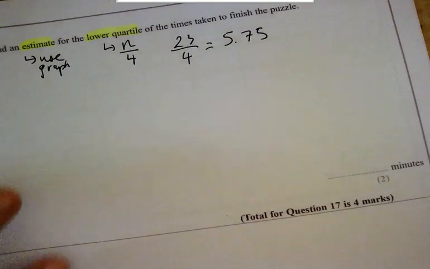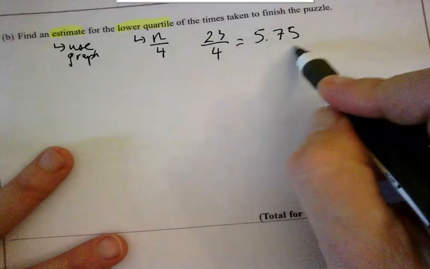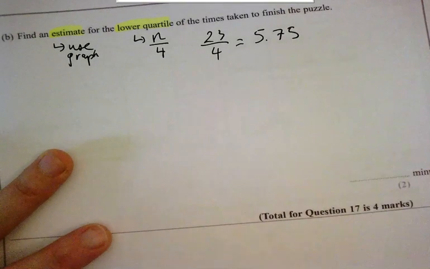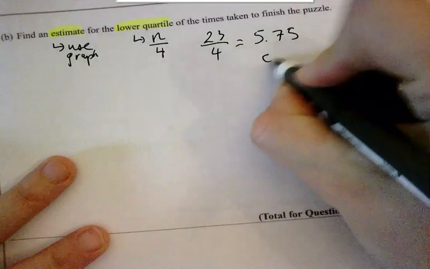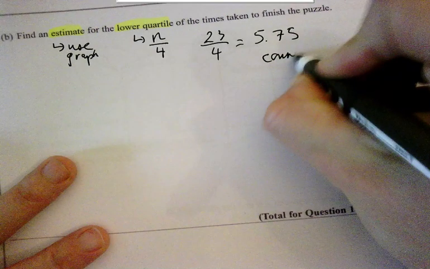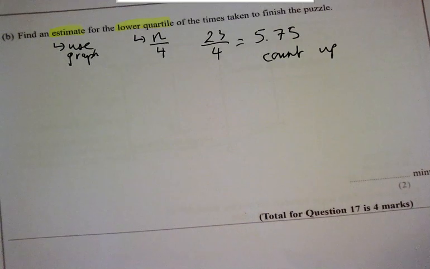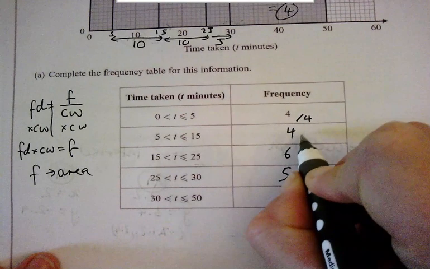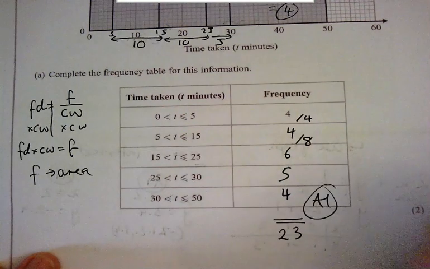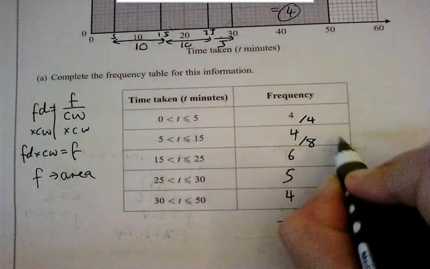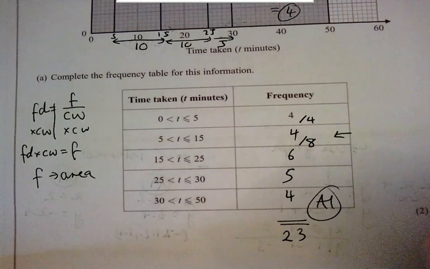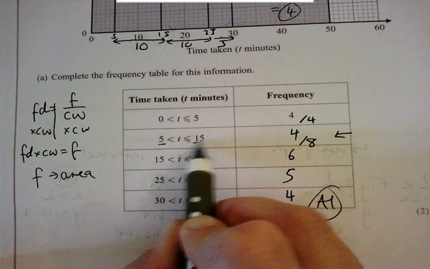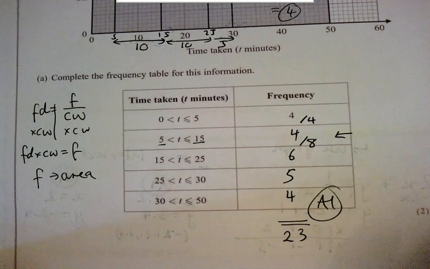I then need to work out which class interval the 5.75th person is sitting in, and I do that by counting up. So I've got to the 4th person, I've got to the 8th person, I've got to or past 5.75. So in this class interval, which means it's going to be somewhere between 5 and 15.